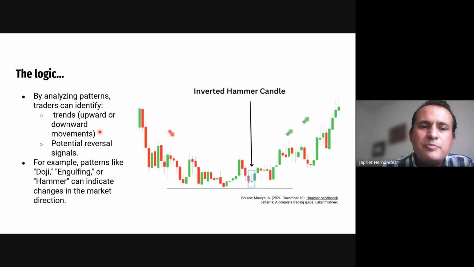So how does that work? Pretty much, if we can analyze patterns, traders can identify when the trend is going to change upward or downward, and at what moment that potential reversal is happening. There are many shapes that can help in that manner. Some of them are doji, engulfing, and hammer, which can indicate those changes in the market.